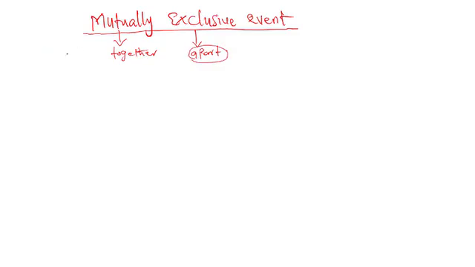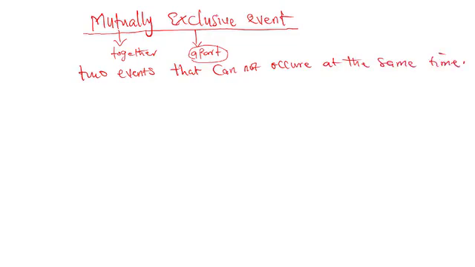That is to say, mutually exclusive events are two events that cannot occur at the same time. Example, you can't be alive and at the same time be dead. It's not possible. It's either you are alive or you are dead. The two events cannot occur at the same time.